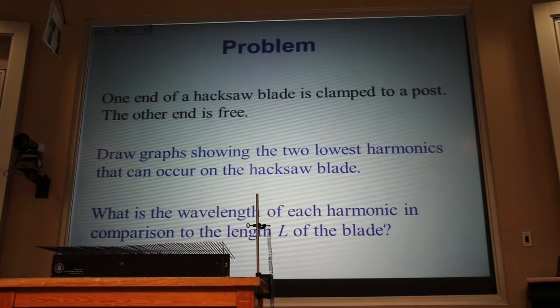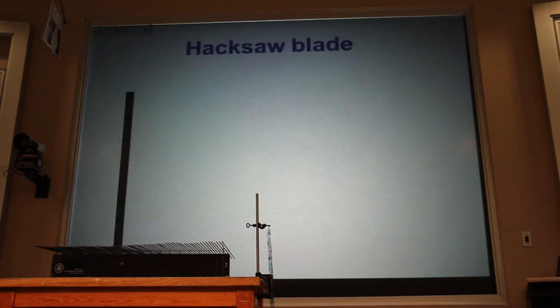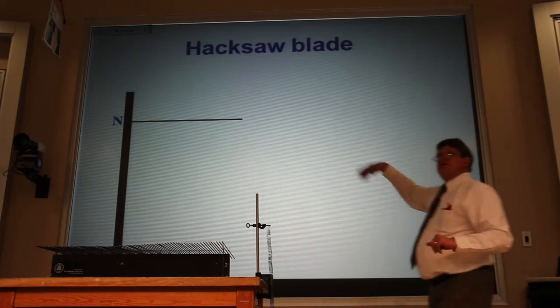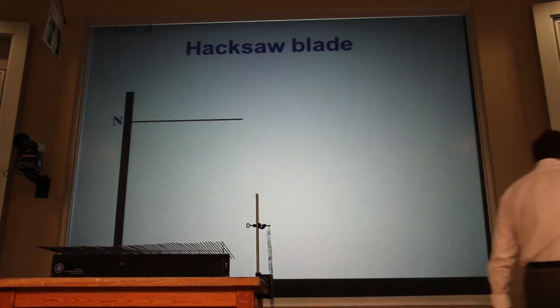Okay, there's a wrinkle. I wish it were this simple all the time. I'm going to illustrate that with this example. It turns out that you can make music, sort of, by clamping a hacksaw blade to a post and then twanging it. Twang, twang, twang. It's country and western. Now, if I draw a graph showing the two lowest harmonics that can occur on the hacksaw blade and find the wavelength of each harmonic, I do that by drawing pictures. Where it's clamped to the post has to be a node, and this end over here is free, so that's got to be an antinode.